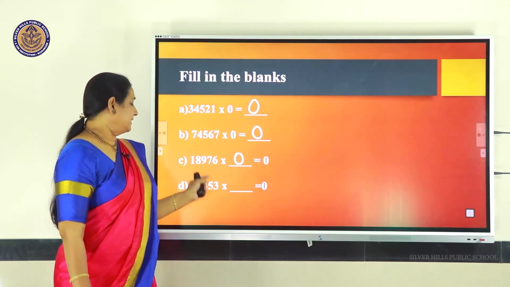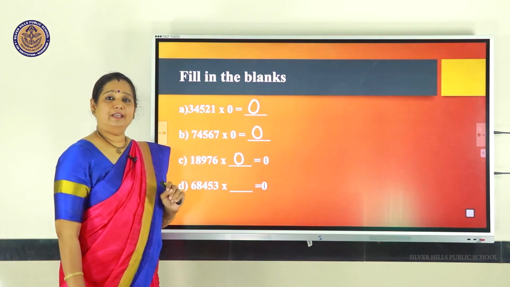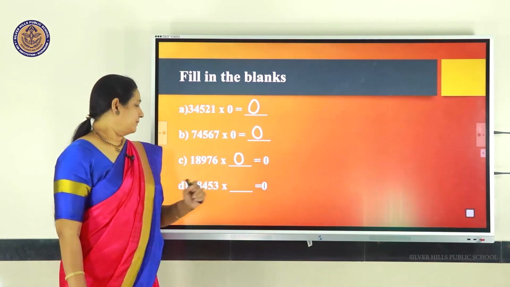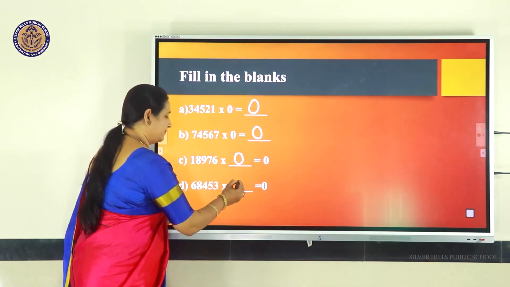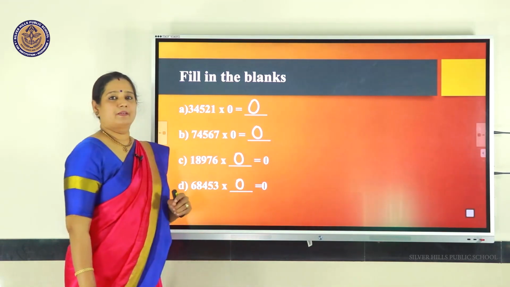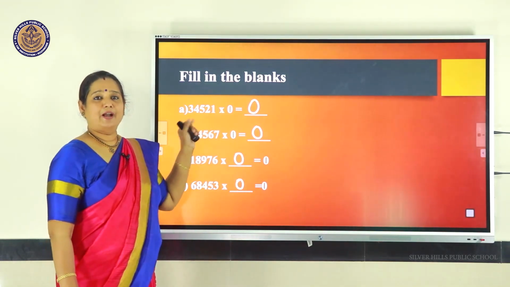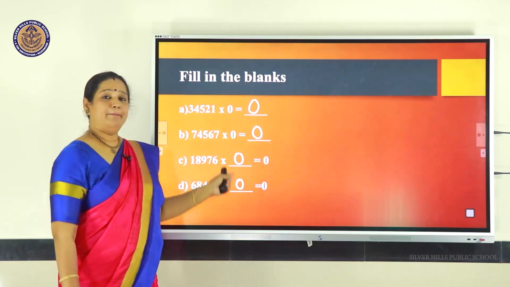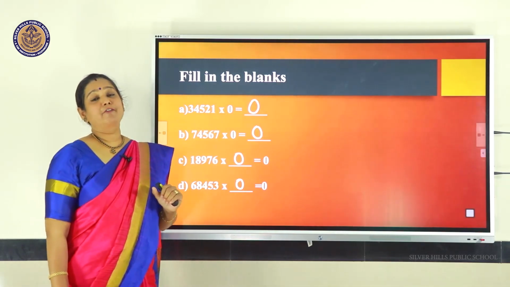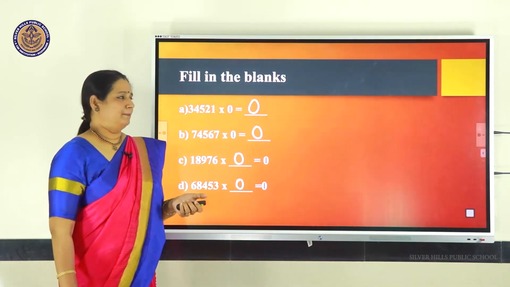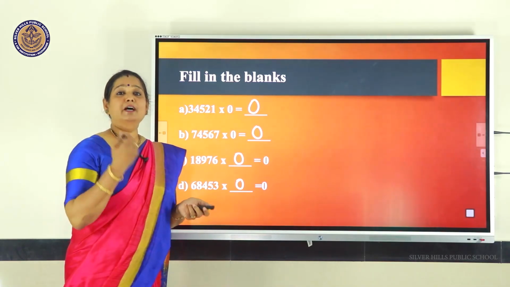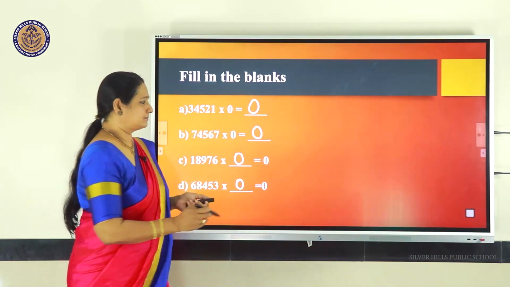Last, 68,453 into 0 will be 0. Okay, hope you understood. Yes, here we have applied the second property of multiplication. Next, we will move to the third property of multiplication.